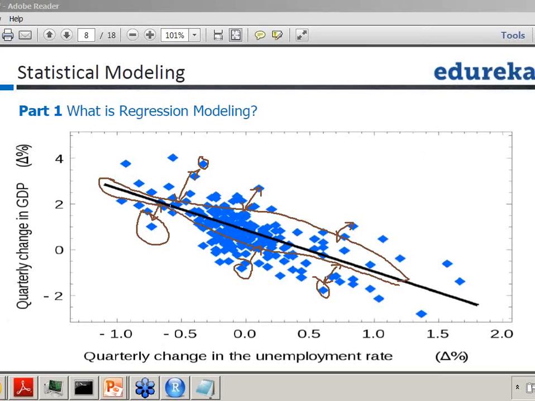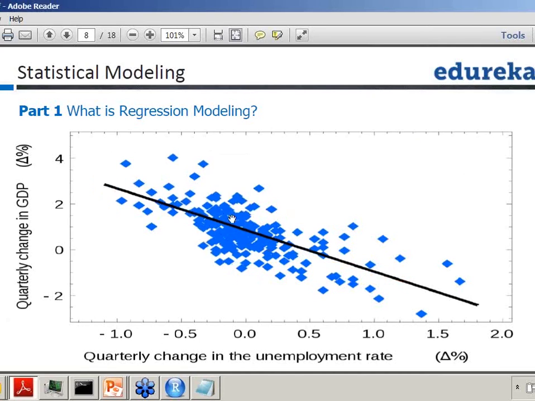R-E-S-I-D-U-A-L, residual. So the point is how do you find out the difference between your predicted value, which is this black line, and the actual points there? What is the error? How do I minimize the error? In this case, is the linear model the right model or not? What are the alternate models? These are some of the questions that are answered by statistical modeling, right? So what are some of the other techniques there?